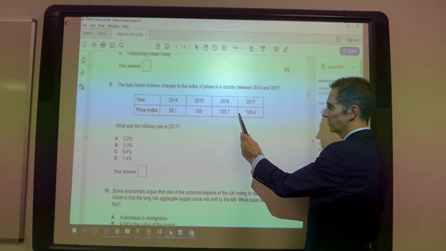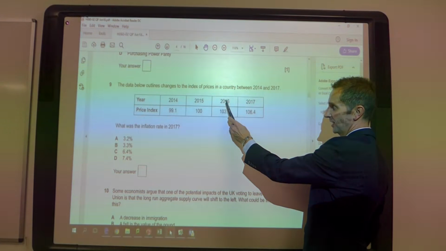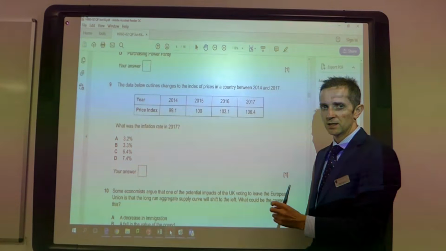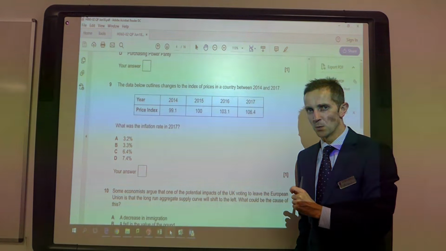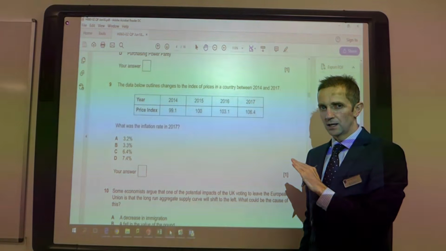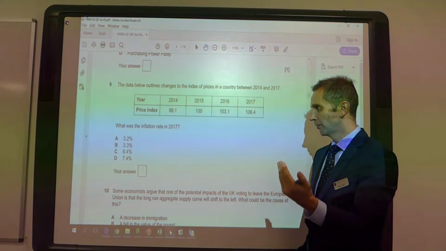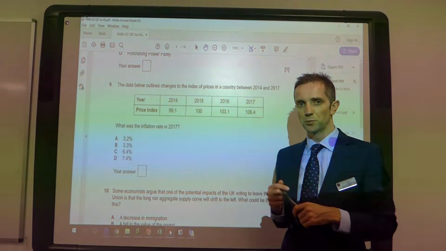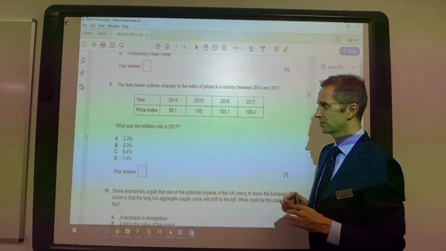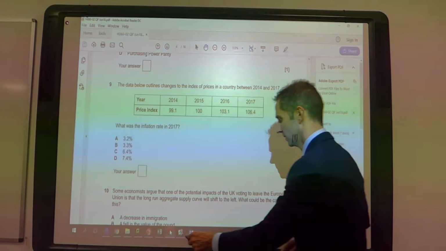So it's asking you to, for 2017, so it's obviously from 16, the year on year. So you would do 106.4 minus 103.1 divided by 103.1, which is where you're coming up from, times 100. And that gives you 3.2%. So it's just a question of knowing really how to use those index numbers for that one.